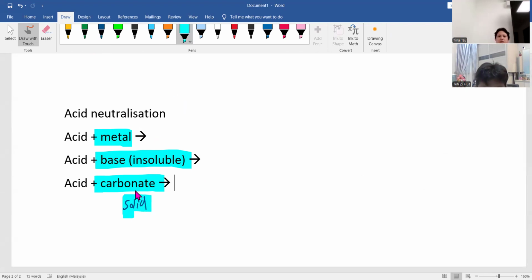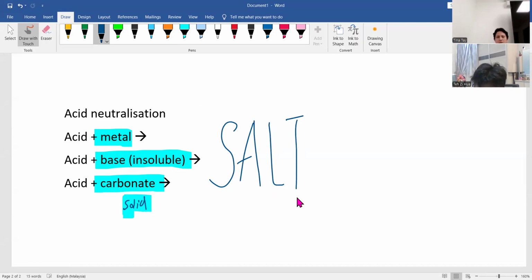So we cannot do titration. All three will give you salt. The first one is salt and hydrogen. The second one is salt and water. The third one is salt and water and carbon dioxide.